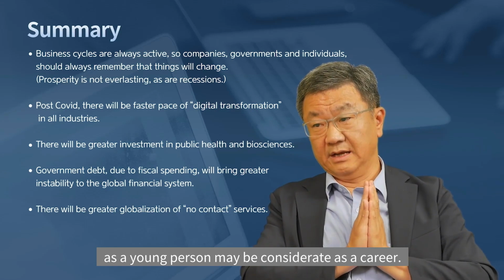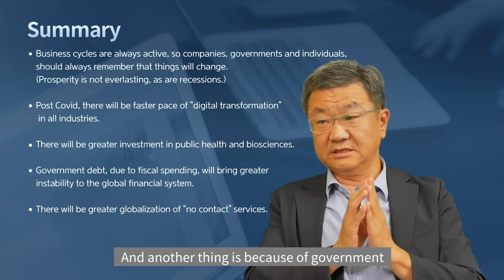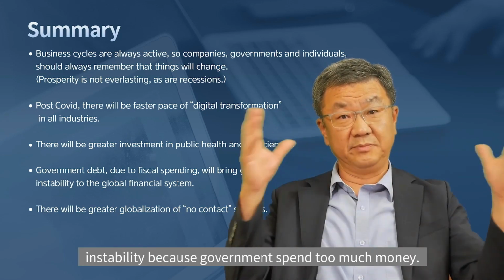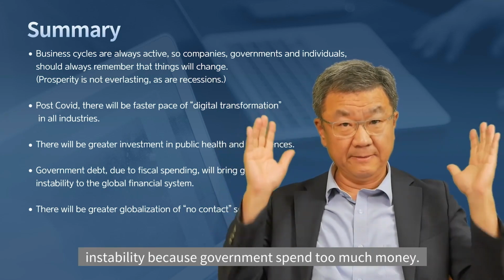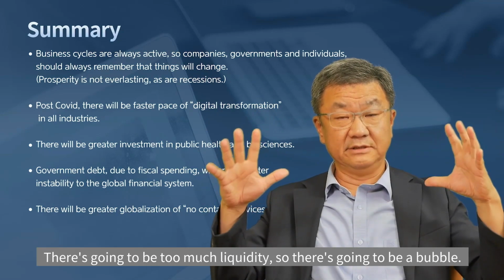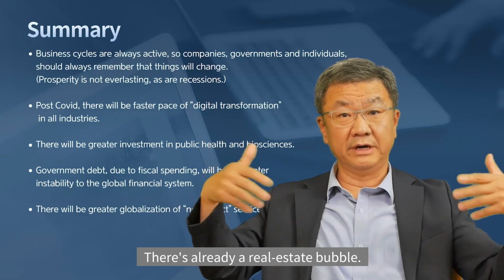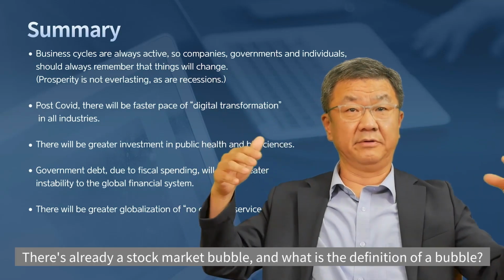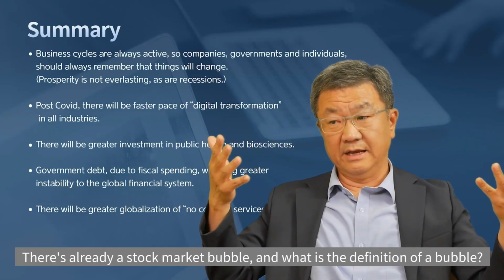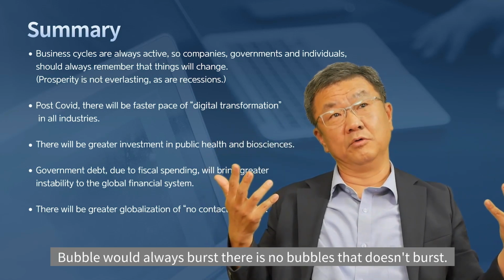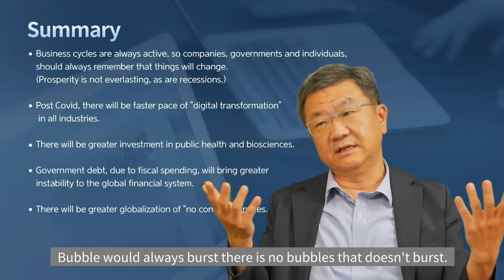And another thing is, because of government debt, there's going to be a big instability. Government spent too much money, and so there's going to be too much liquidity, so there's going to be a bubble. There's already a real estate bubble, there's already a stock market bubble. And what is the definition of a bubble? A bubble will always burst. There is no bubble that doesn't burst.